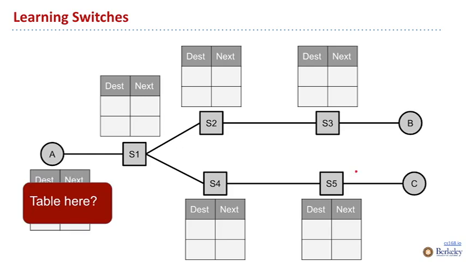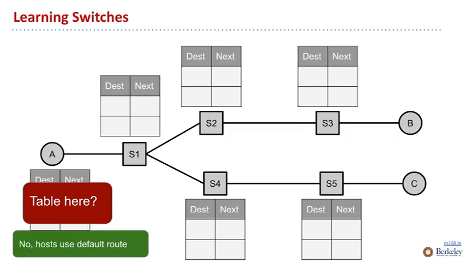Do we need a table here? No? Why not? Yeah, because these are end hosts, right? They don't maintain any routing state. They just have some traffic they need to send and receive, and they are just doing that.